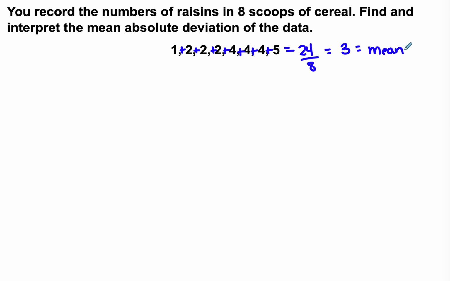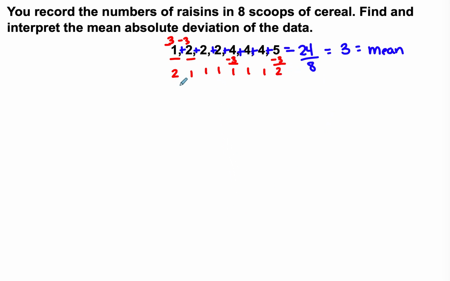The next thing we need to do is subtract each number with the mean. So I'm going to make a new list of numbers, and I'm going to switch color here to write it. I'm subtracting each one with the number 3. So 3 minus 1, I get 2. 3 minus 2 is 1. 3 minus 2 is 1. 3 minus 2 is 1. Here I would have to do 4 minus 3 is 1. We're finding the absolute value of the difference, so the bigger number always gets subtracted first. 4 minus 3 is 1. 4 minus 3 is 1. 5 minus 3 is 2.